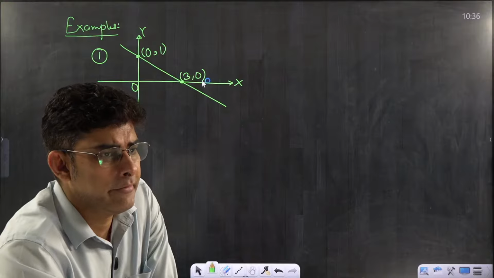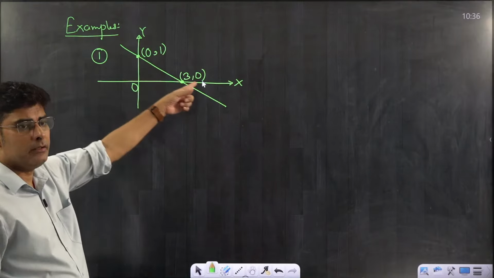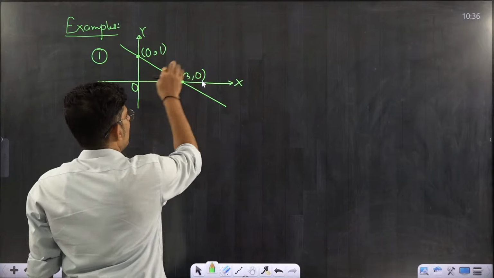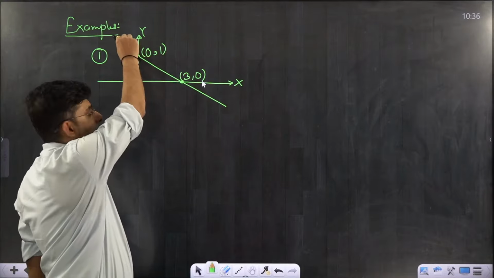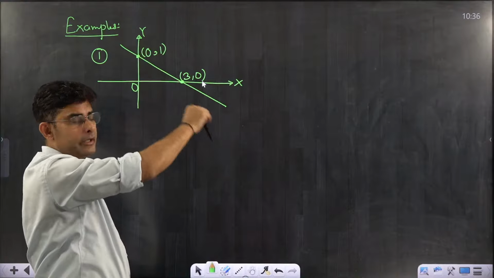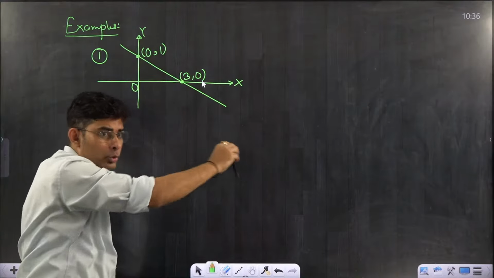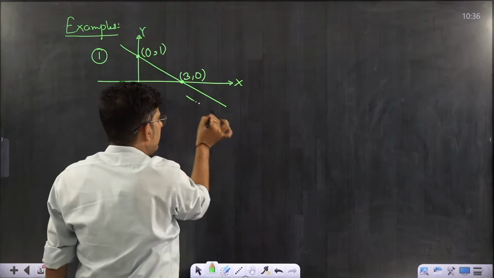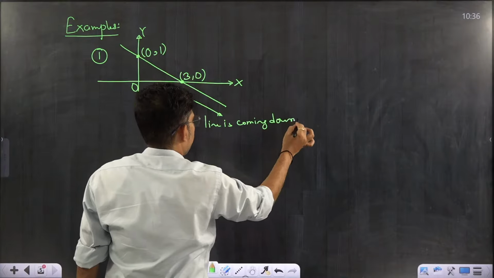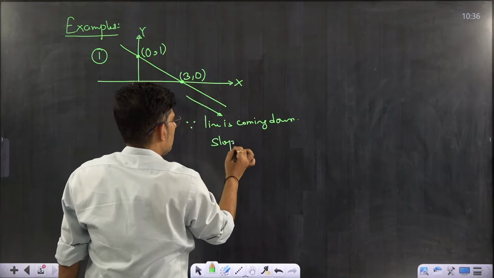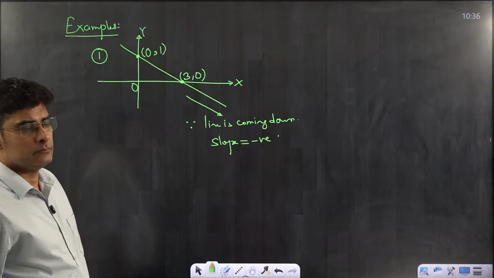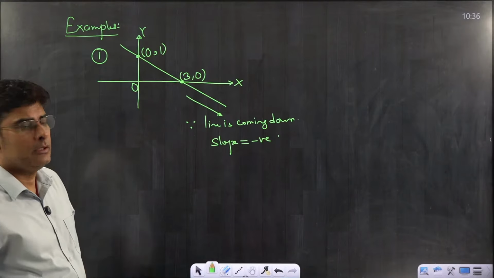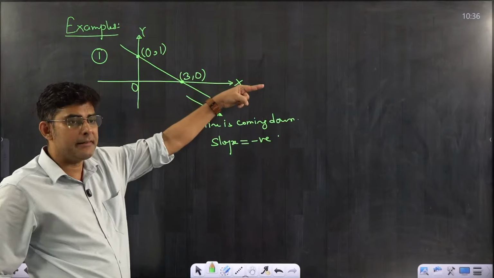Sincere students, they are saying negative, correct. Arey beta, what I said, see the line. Where are you moving? How to check? I said go towards the x-axis. Once you go towards the x-axis, what are you seeing to the line? Is it going up or coming down? This line is coming down. So we will say the slope is negative. It is not positive, it is negative. As you move towards the x-axis, you are seeing the line is coming down. So negative.